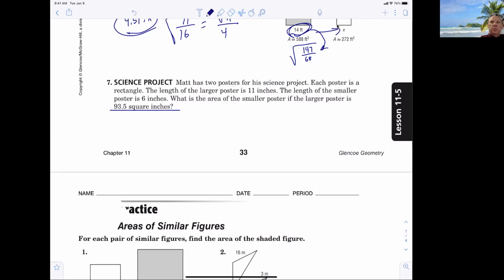What is it, Kenzie? Inches squared. Anybody else get that? You got it? 27.81 square inches. Anybody have any issues with that? What?